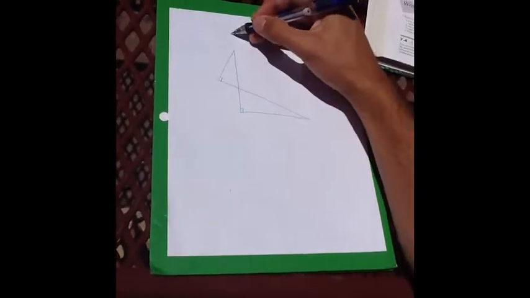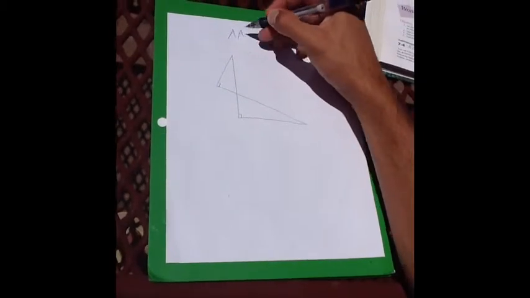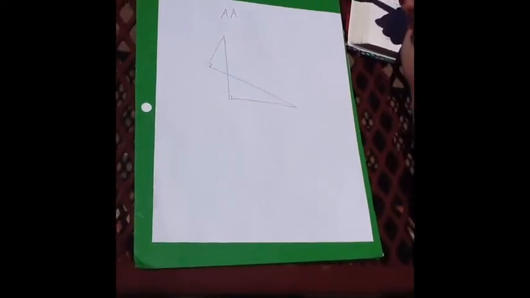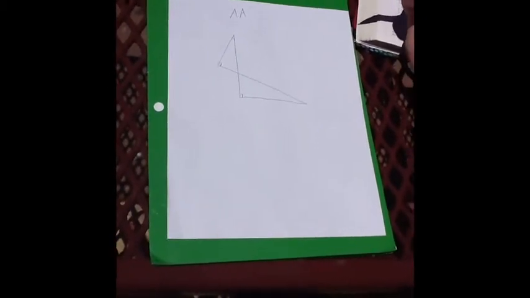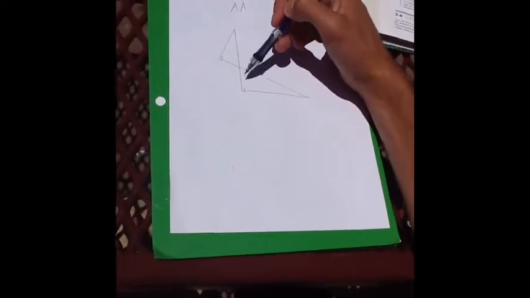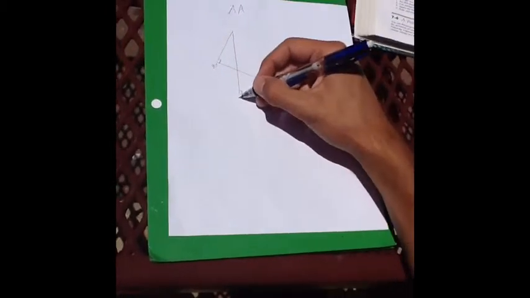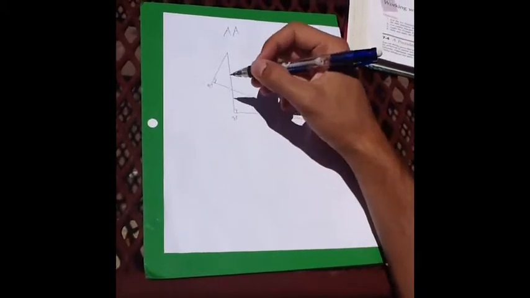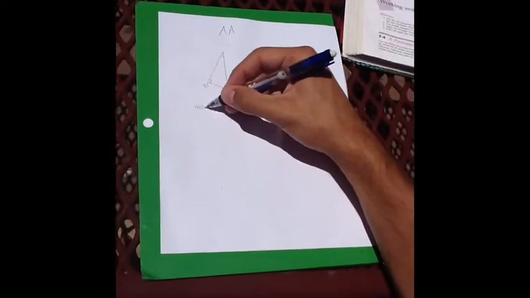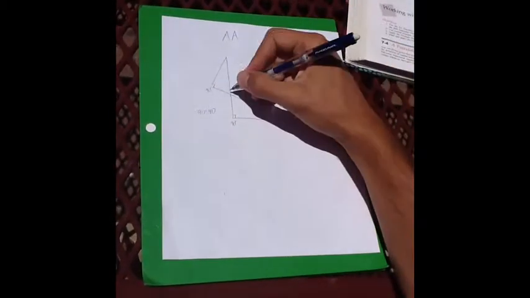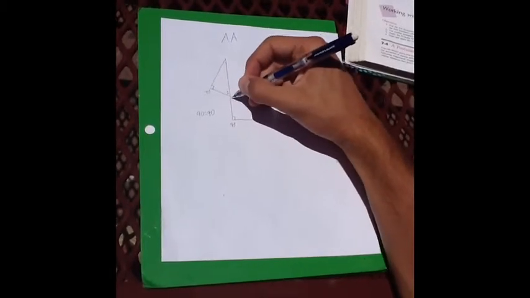Alright, so guys, we're going to start off with the angle-angle similarity postulate. Sorry, let's write angle-angle up here, or AA for short. And so basically it's pretty simple. All you need to know is that if two angles on two different triangles are congruent, then the angles are the same. So you can see here that these two angles are both 90, so that's one. So all you need is one more.